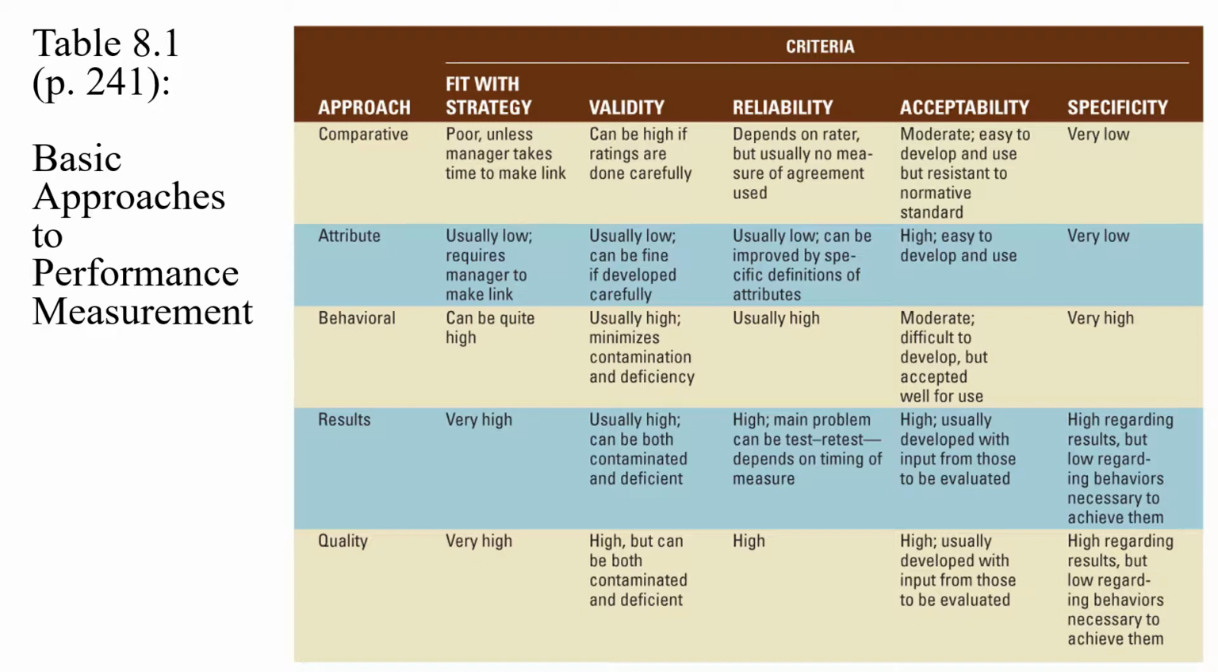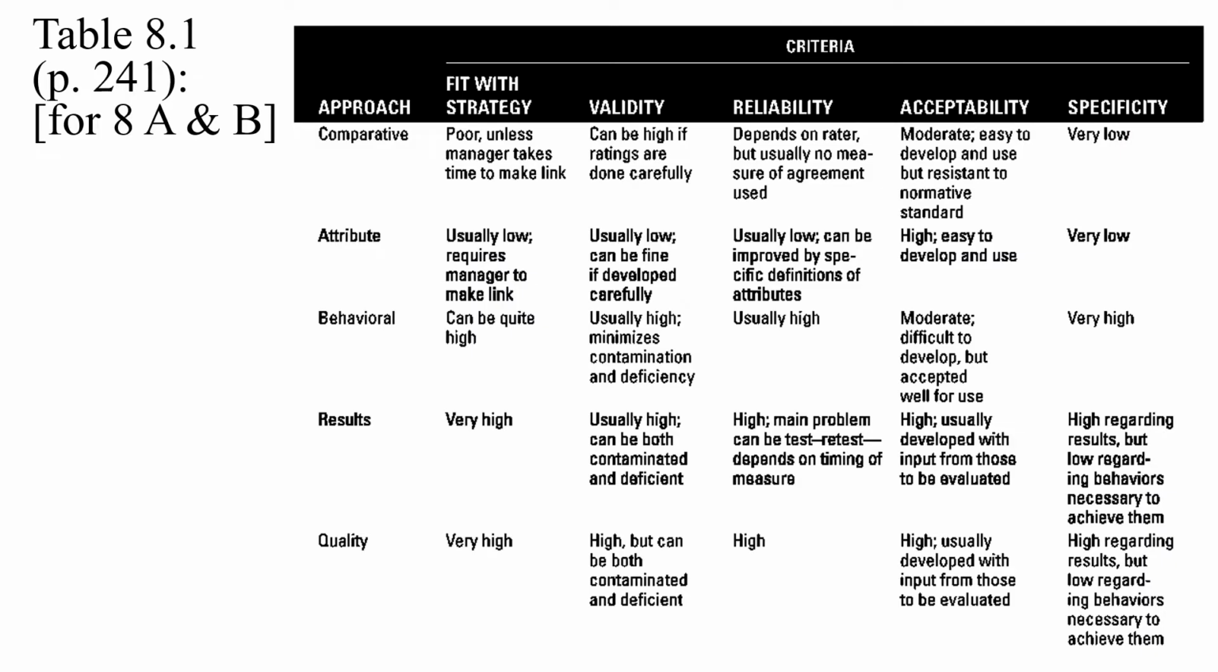Our text provides key ingredients for our decision making at table 8.1 on page 241. And you may want to get your book out and take a look at it as we go through. This will be the hub of our wagon wheel as we go through the discussions. The left-hand column, the approach, are the 5 options we'll be discussing. This is table 8.1, but I've got it in plain black and white so it's easier to write on.